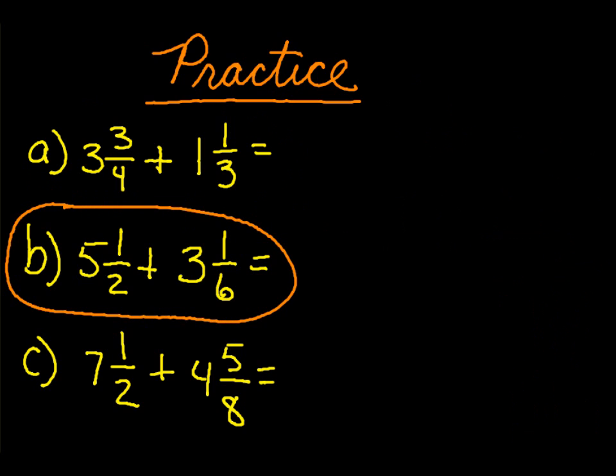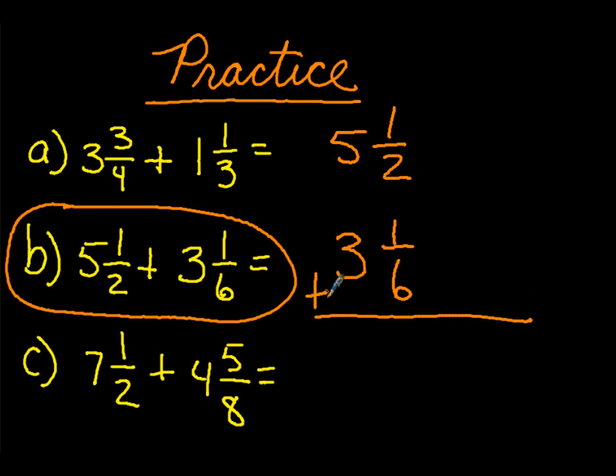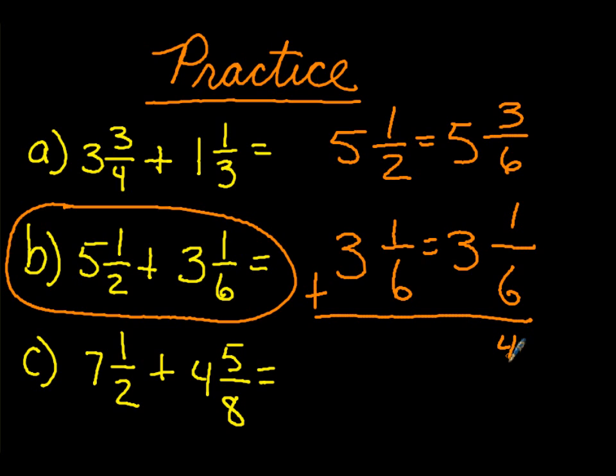Letter B, 5 1/2 plus 3 1/6. Bring over your whole numbers. Common denominator 6, 3/6, 1/6. You add them together, you get 4/6 and 8, and 4/6, which simplifies to 8 2/3.